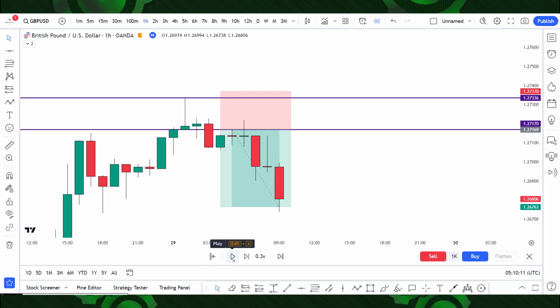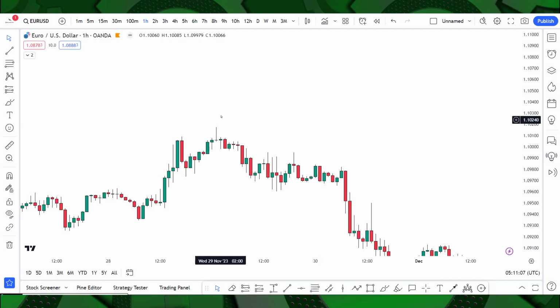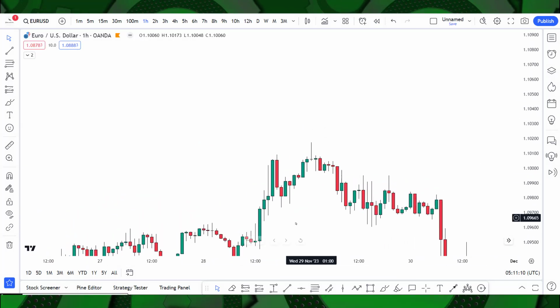So let's look for another trade. Let's go to another pair. The one we just traded is the Great Britain pound US dollar. So let's look for another pair and trade it. This is another one.